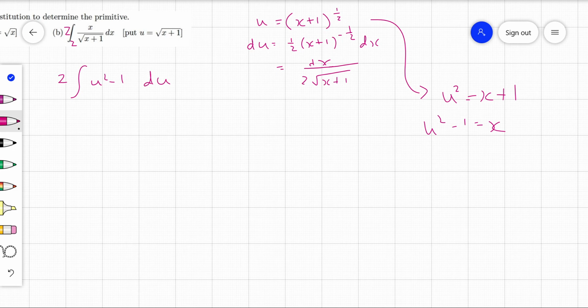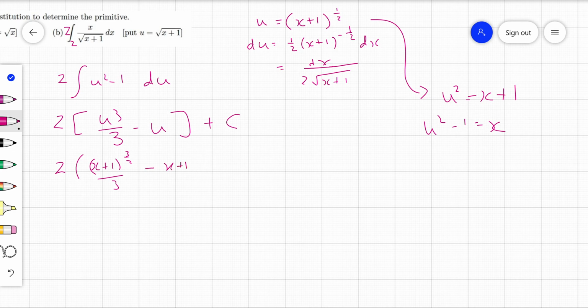Okay, nice and easy. So we've got u cubed on 3 minus u plus c. Let's go back to x's. So what have we got here? U cubed. So we've got, that's x plus 1 to the power of, I'll write it like this, x plus 1 to the power of 3 on 2. And x plus 1 to the power of half.